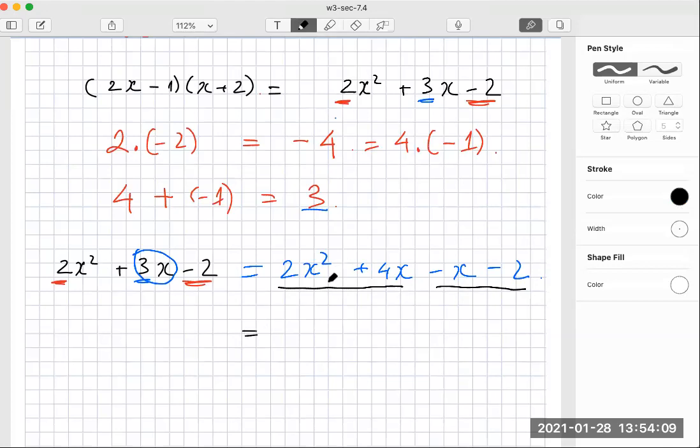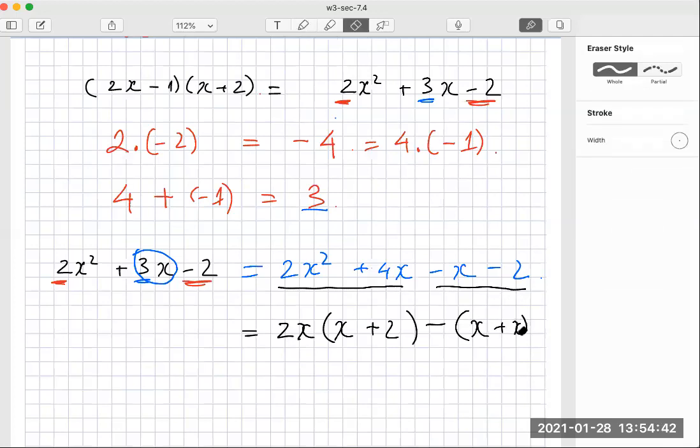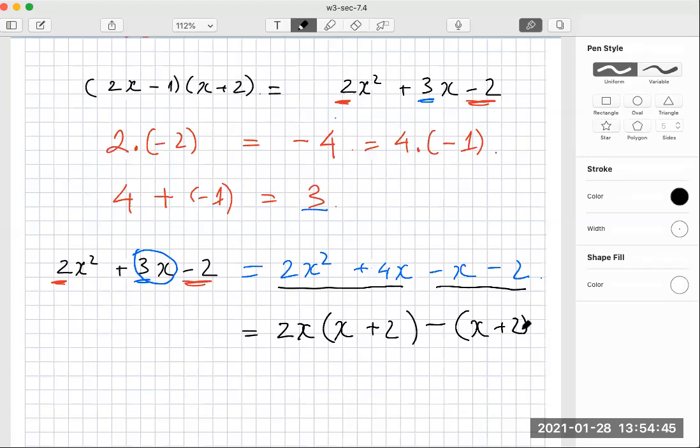If we factor the first 2 terms, what do we have? Just factor 2x, because it is the like term of these 2, right? And what is left inside? X plus 2, right? How about this guy? Very good. It is x plus 2 again, right? Okay, so is it clear up to this point?